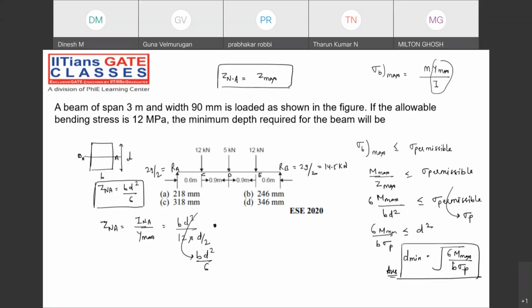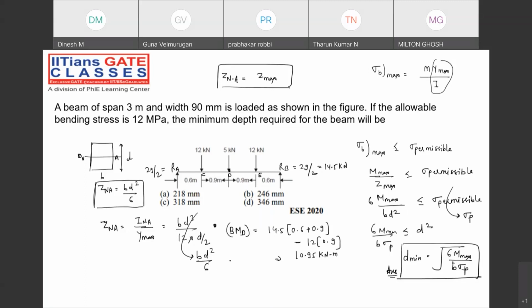Now try to calculate at the middle one. So what will the bending moment at D be? It is 14.5 into (0.6 plus 0.9), that is the sagging bending moment, minus 12 into 0.9. If you calculate, you will get 10.95 kilonewton meter.